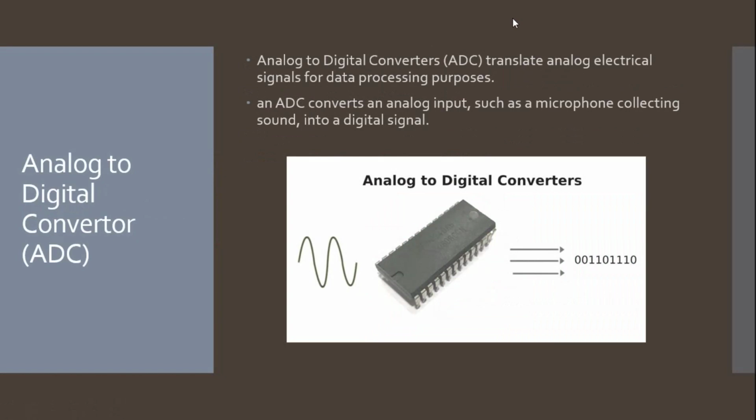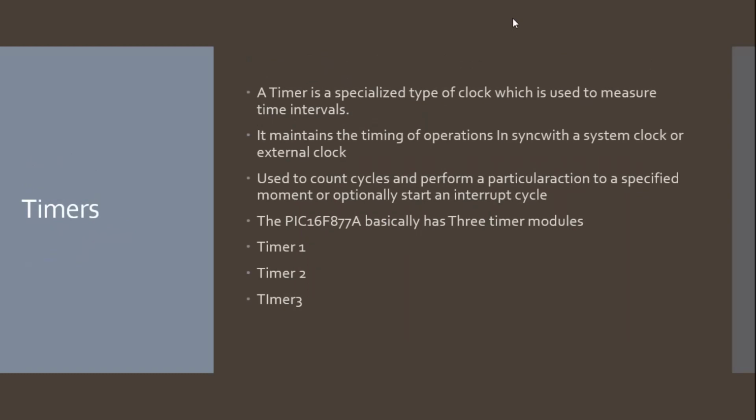Analog to digital converter, ADC. An analog to digital converter converts and translates an analog electrical signal for data processing purposes. An ADC converts an analog input, such as a microphone which collects sound, into a digital signal. Timer. A timer is a specialized type of clock which is used to measure time intervals.